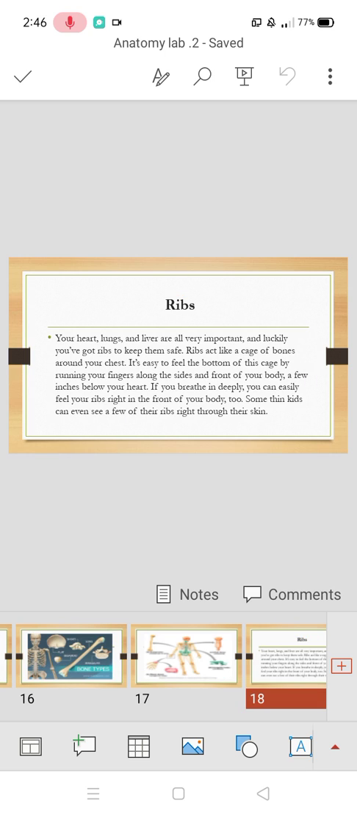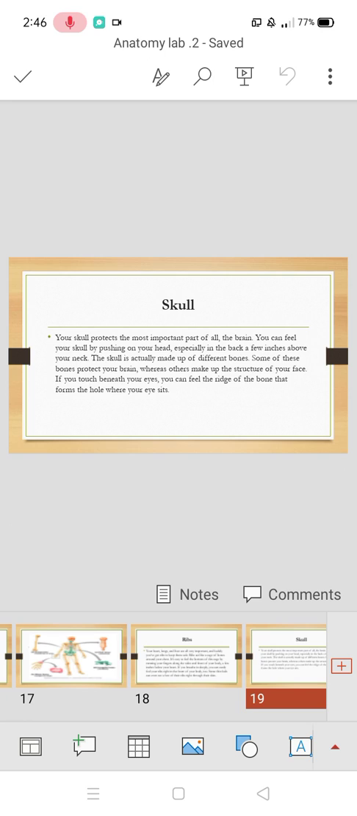Ribs. Your heart, lungs, and liver are all very important. Luckily, you've got ribs to keep them safe. Ribs act like cage bones around your chest. It's easy to feel the bottom of this cage by running your finger along the sides and front of your body. A few inches below your heart, if you breathe in deeply, you can easily feel your ribs right in the front of your body too. Some kids can even see a few of their ribs right through their skin.